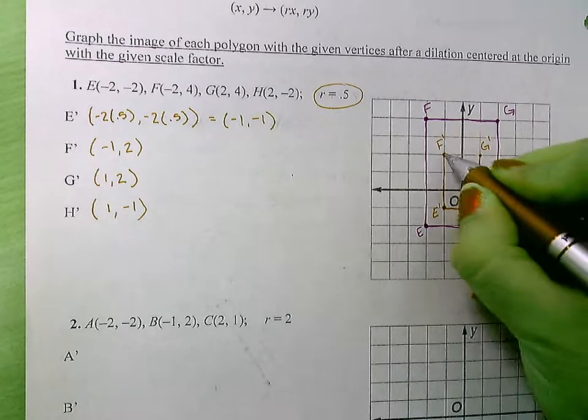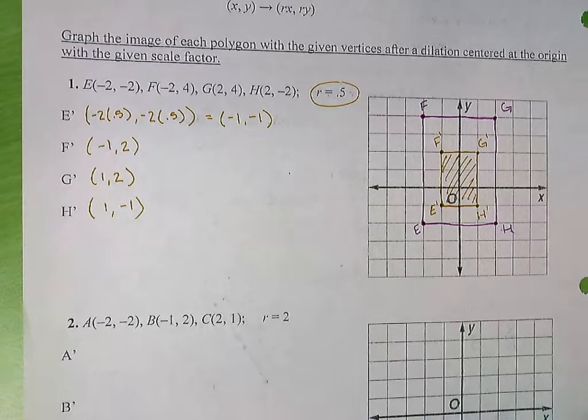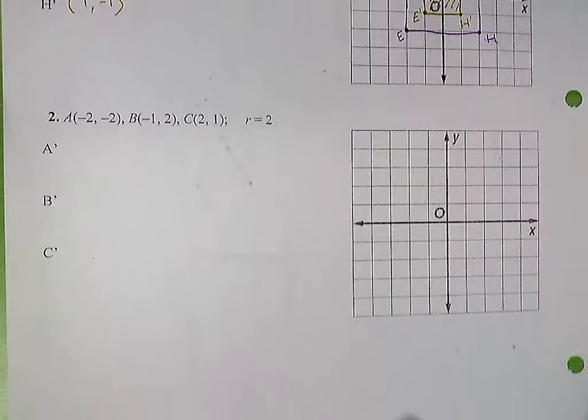Okay, and here would be your image. Okay, you can see that it is then a reduction because you're multiplying each by a number that is less than 1. Questions on number 1 on the back? Okay, then I want you guys to do number 2 if you haven't started it already.